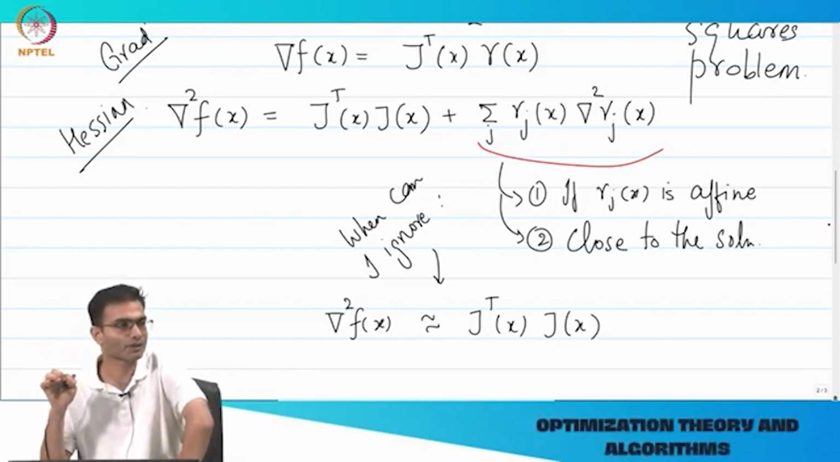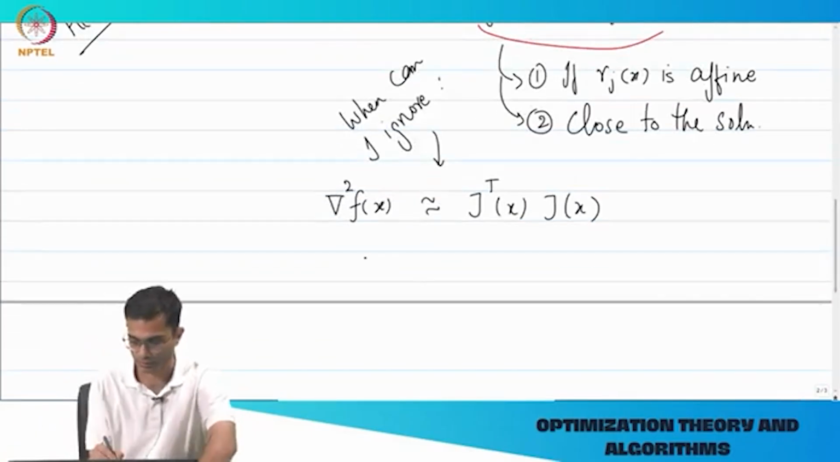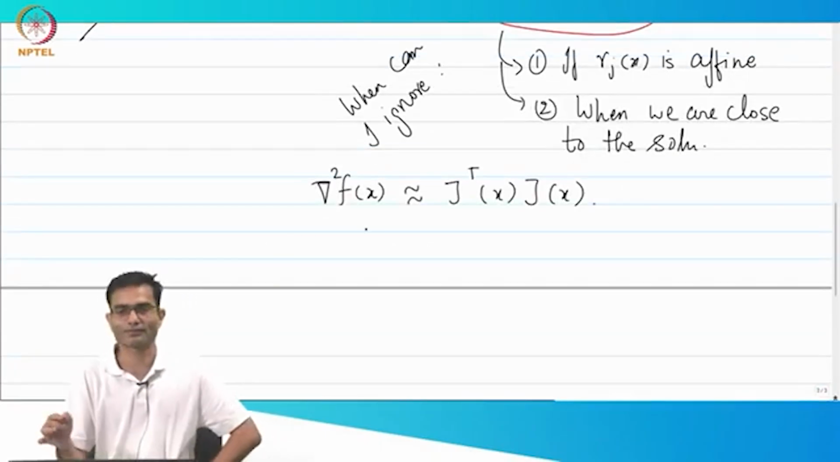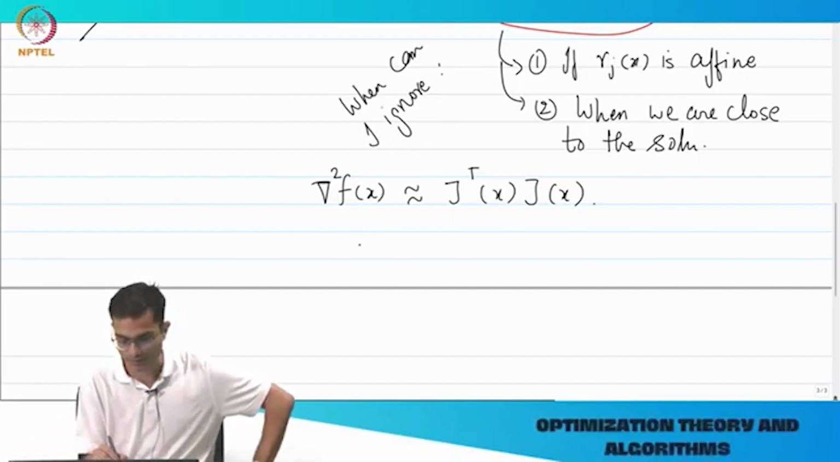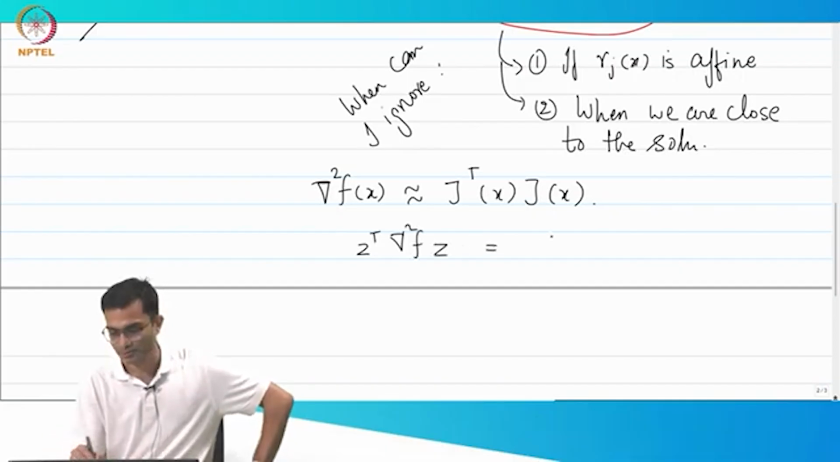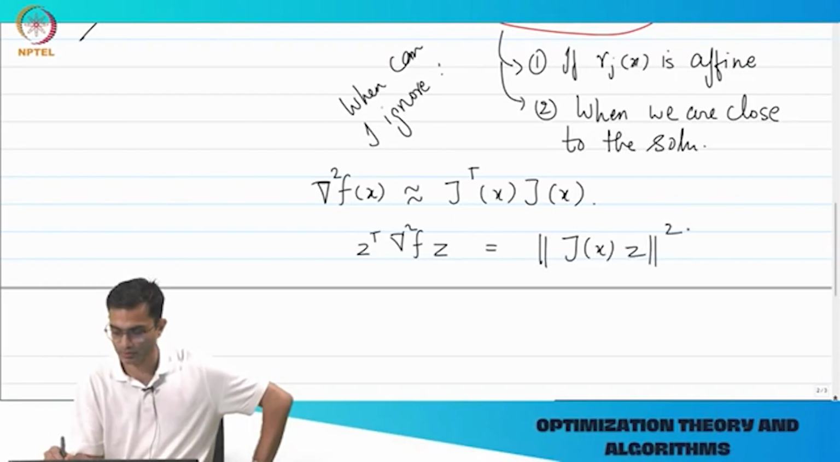It looks to be positive. It seems that very easily it could be positive definite. Why? Because if I do Z transpose del squared f Z. So we said that possibly one of the advantages of this is that it is easy for me to check whether it's positive definite or not, and the easy way to look at it is this expression. What does this become? Norm of Jx times Z squared.